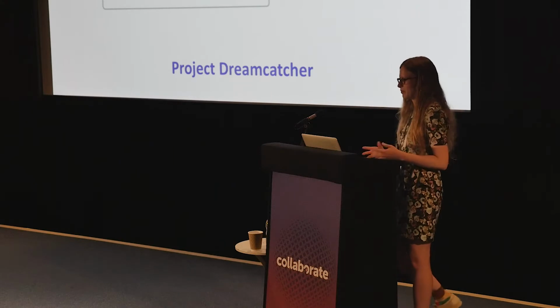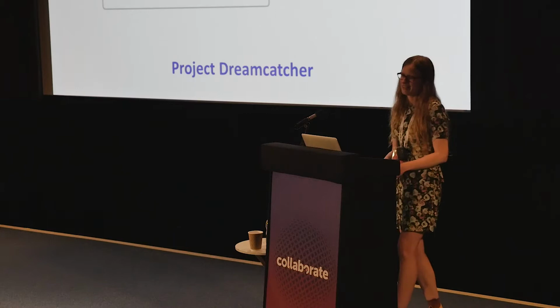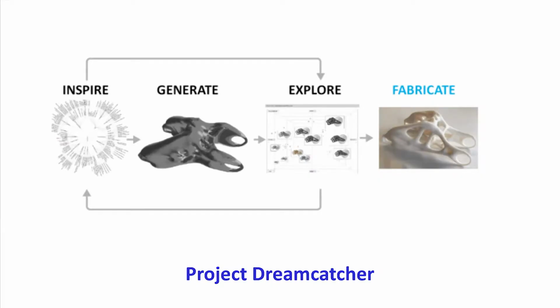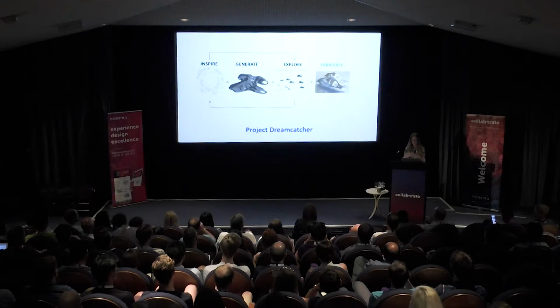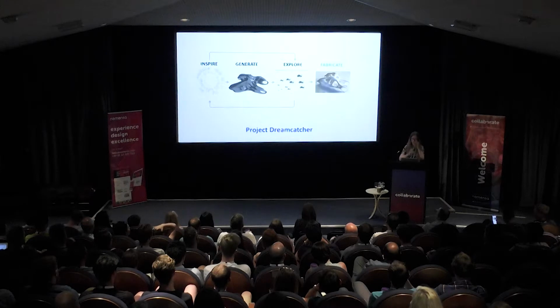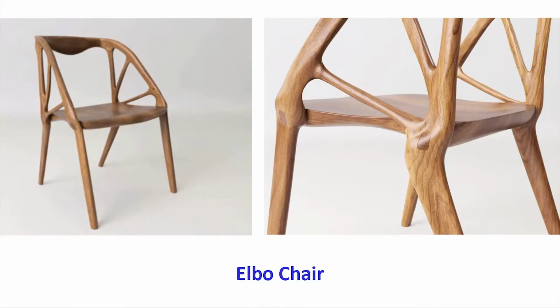And if you're talking about designing things with AI, I guess generative design comes up a lot. And this would be related to Project Dreamcatcher, which is a tool made by Autodesk that helps you out at various stages of the creative process, but mainly generating different products, like this Elbo Chair.